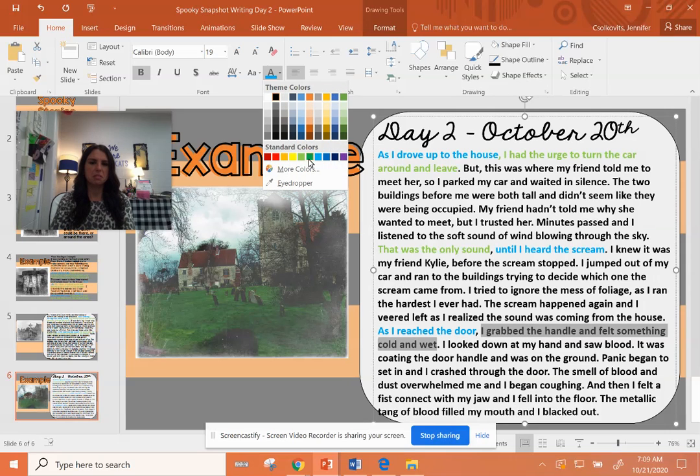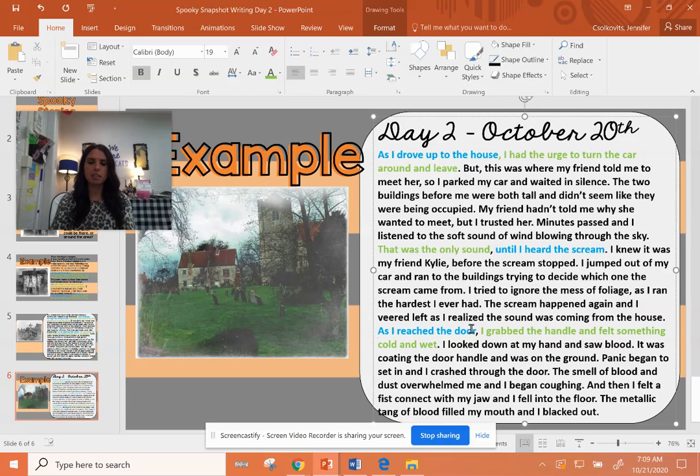Ooh, what's this gonna be? I looked down at my hand and saw blood. Oh no. It was coating the door handle and was on the ground.